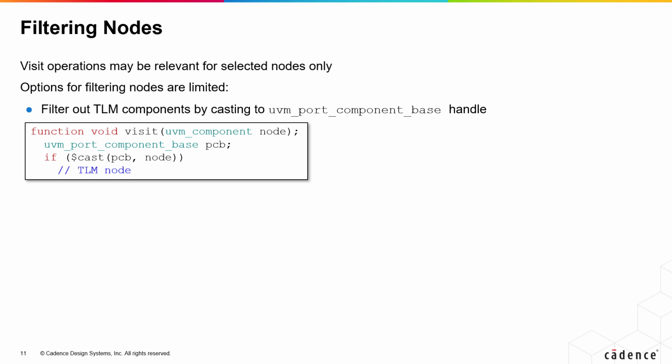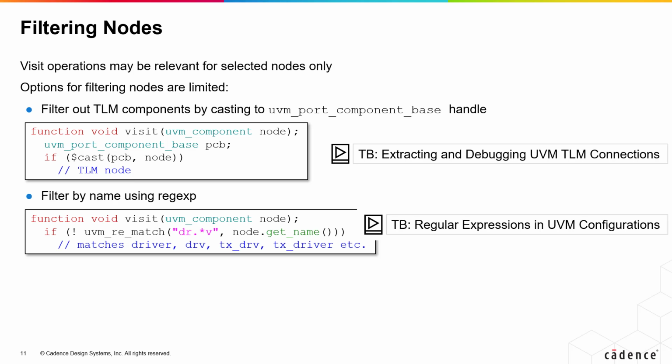Now you may want to execute different operations depending on which node you are visiting, or only execute operations for certain nodes, for example, only for driver components. The options for filtering nodes are a bit limited. We can detect TLM nodes by casting to a handle of type UVM port component base. Please search for the training byte Extracting and Debugging TLM Connections on support.cadence.com for more information. We could also filter by instance name using a regular expression. Please search for regular expressions in configurations for more information.